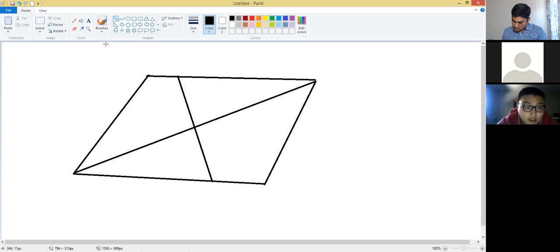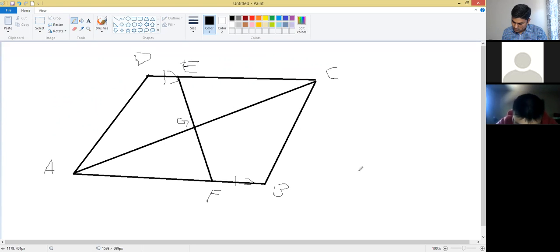And we have A, B, C, D, E, F, G. So we know it's a parallelogram. ABCD, DE is equal and parallel to BF.